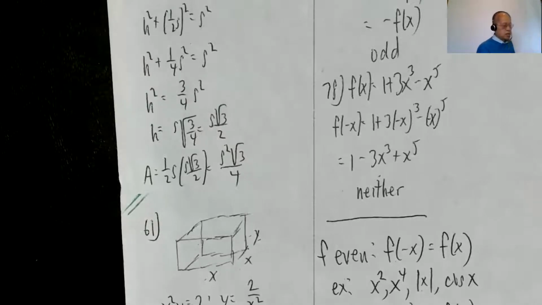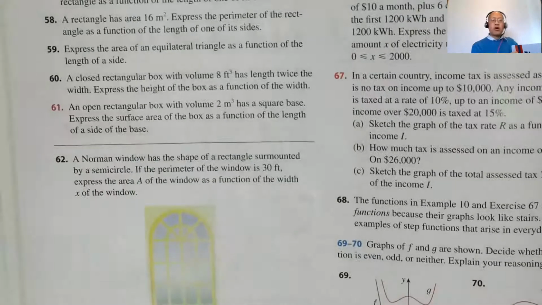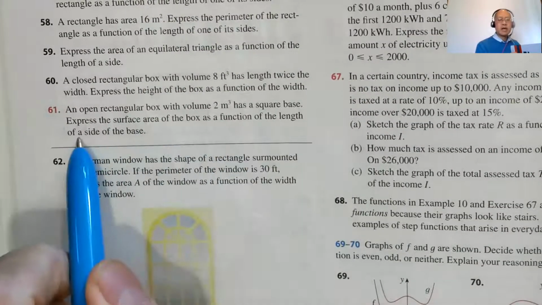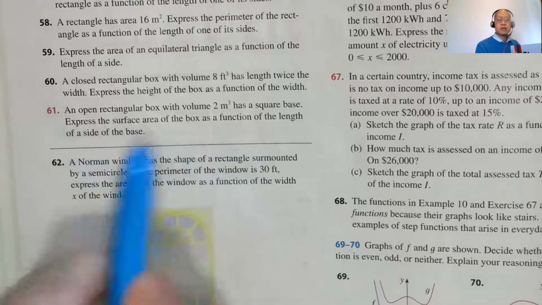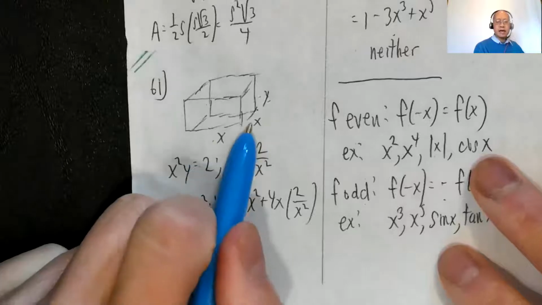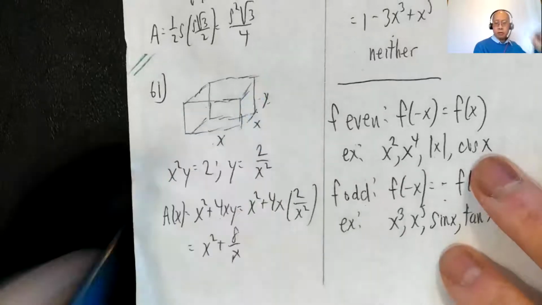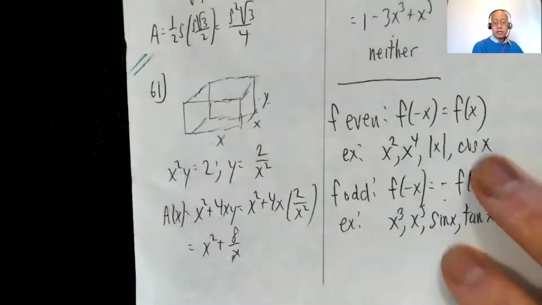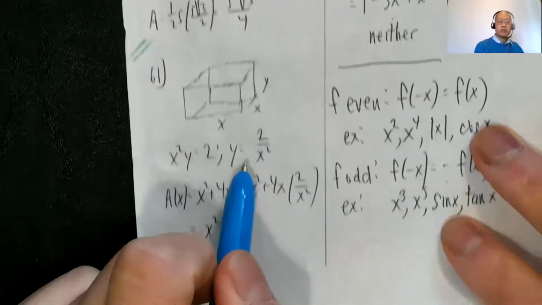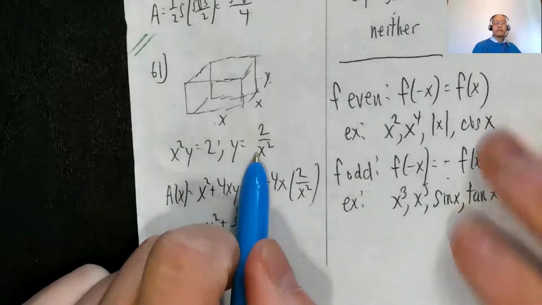61. An open rectangular box with a volume of 2 meters cubed has a square base. Express the surface area of the box as a function of the length of the side of the base. So since the bottom's a square, x, but this doesn't have to be the same, so we'll call it y. He said the volume was 2, so x squared y is 2. Divide by x squared, y equals 2 over x squared.